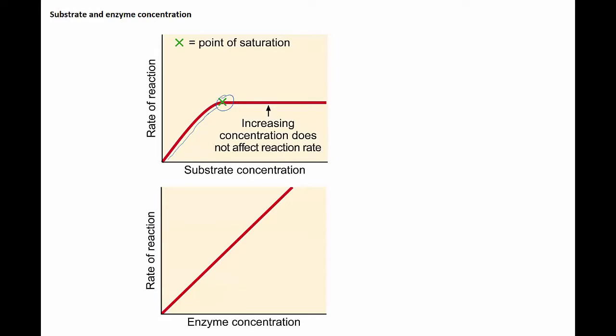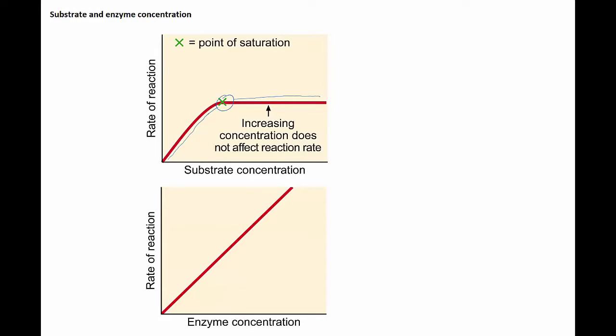Now, they will still catalyze those substrates eventually, but it's simply that the rate of reaction will then level off. So after the point of saturation, where you have so many substrates, the rate of reaction will level off. The enzymes are still going to catalyze the reaction though.